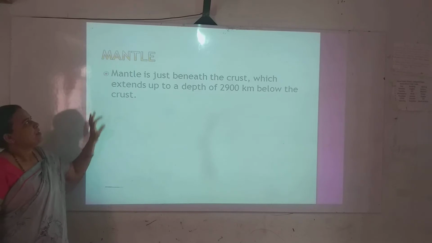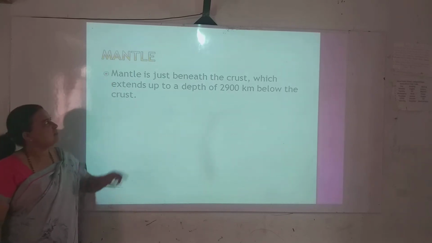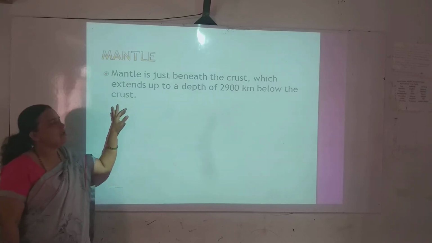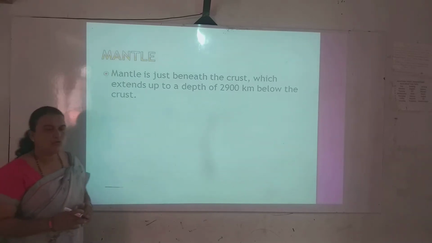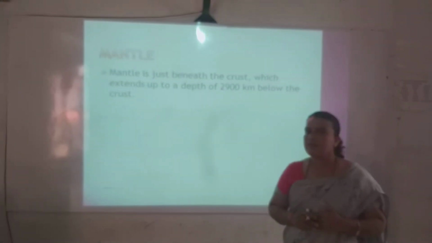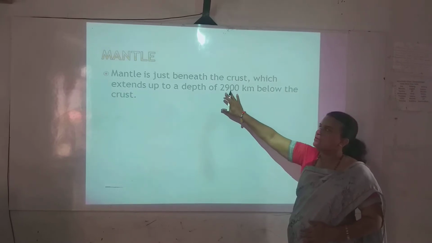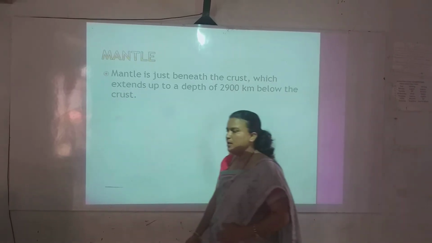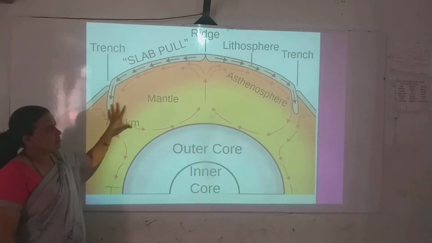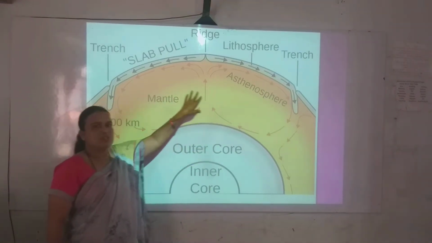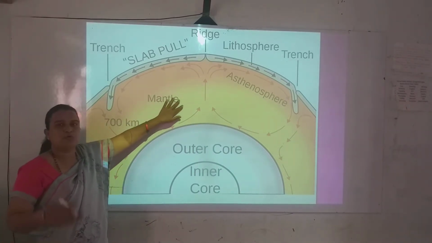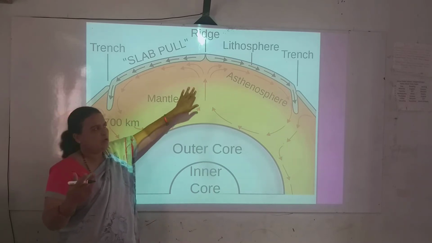Now the mantle. The mantle is just beneath the crust, which extends up to a depth of 2900 km below the crust. Below the crust, if we go near about 2900 km, that area consists of the mantle layer. Here we can see the brown colored portion, which comprises the mantle layer. The mantle layer is subdivided into two parts, upper mantle and lower mantle.